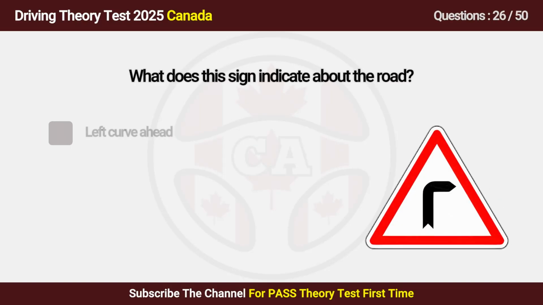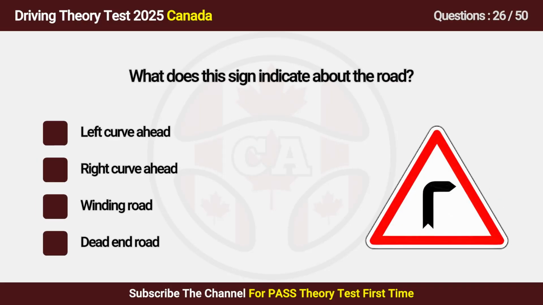Question 26. What does this sign indicate about the road? A. Left curve ahead. B. Right curve ahead. C. Winding road. D. Dead end road.